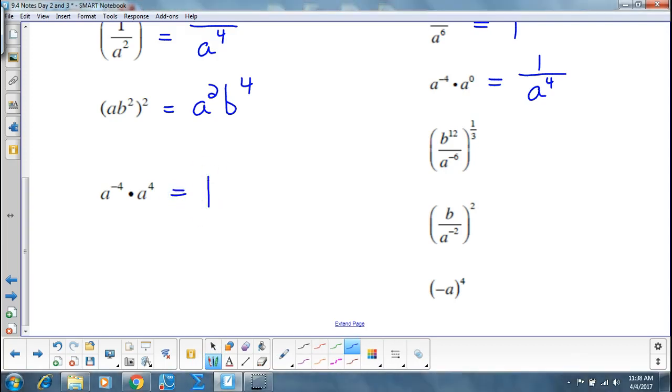b to the 12th divided by a to the negative 6th, all to the 1/3 power. The answer is a squared b to the fourth, not over. You don't flip the whole thing. This becomes a to the positive 6th b to the 12th to the 1/3 power, which is a squared b to the fourth. Don't flip the whole thing. Just move the negative exponent. Okay?